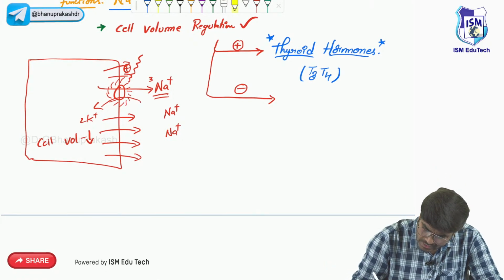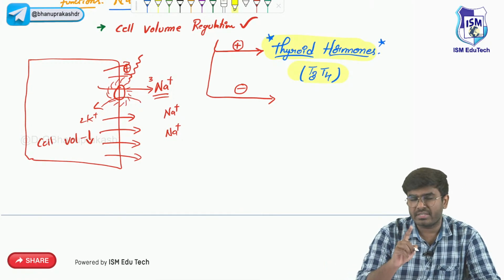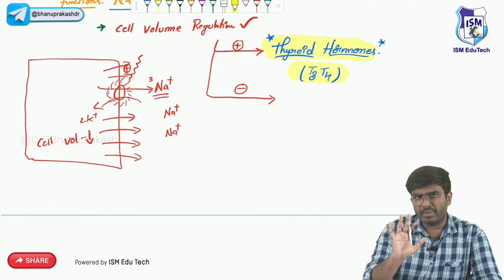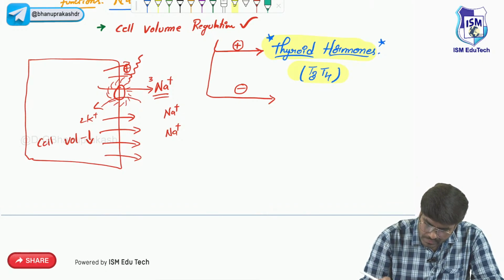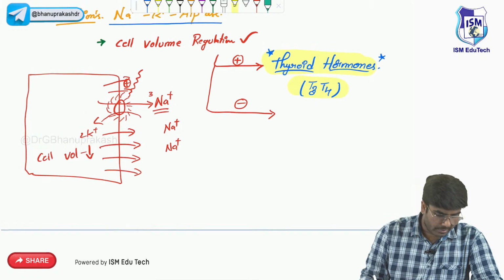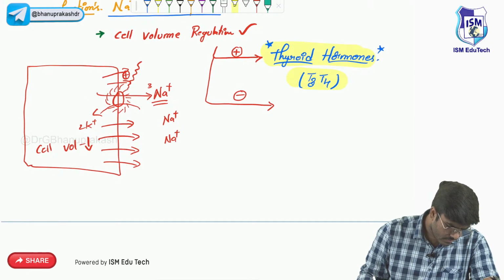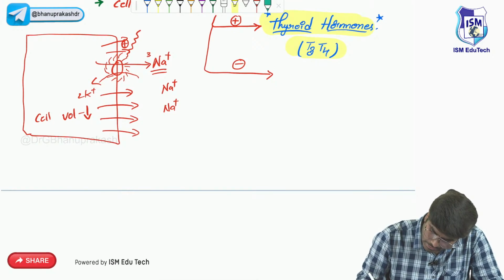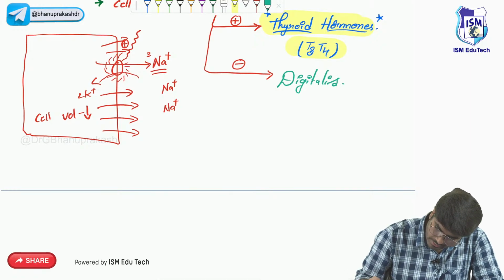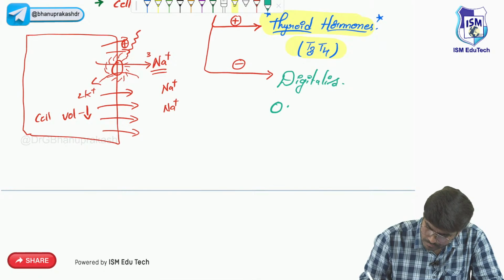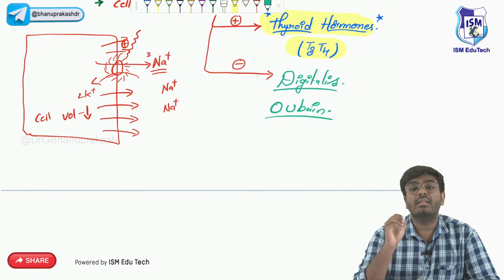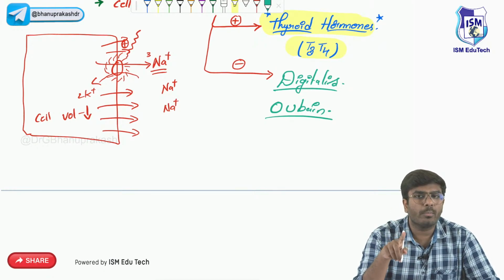There is a very important clinical relation here. I will discuss how thyroid hormone acts on the cells, we'll discuss in a minute. But my question right now is, who inhibits sodium potassium ATPase? Insulin? No. The answer is Digitalis. There is a drug called Digitalis. Also, there is one more drug called Ouabain. Digitalis and ouabain are the substances which will inhibit sodium potassium ATPase.